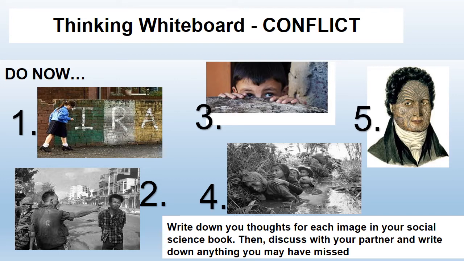Number 1 is the IRA. So that's the Irish Republican Army. You can have a quick look at what they've done. Number 2 is in Vietnam. Number 3 is in Syria. Number 4 again is from Vietnam, and number 5 is a Maori man in European clothing.